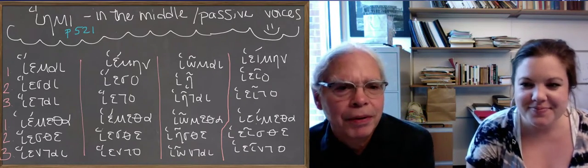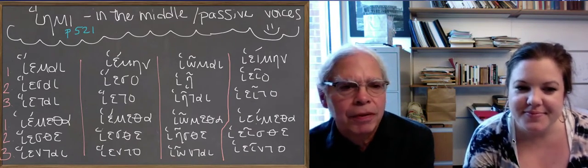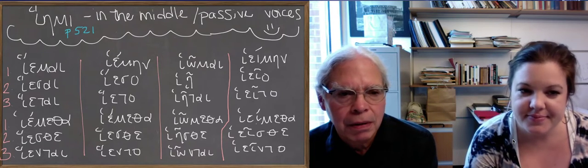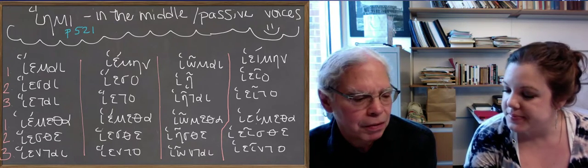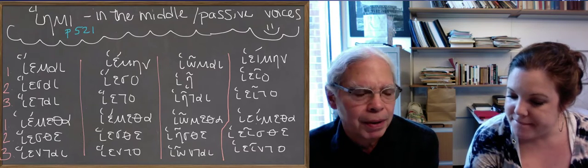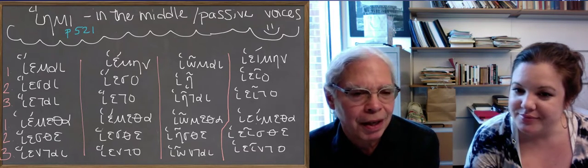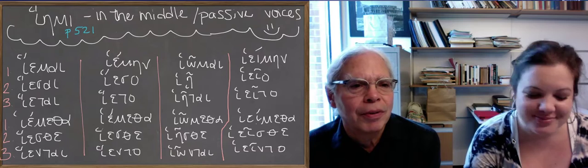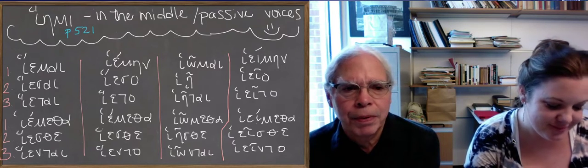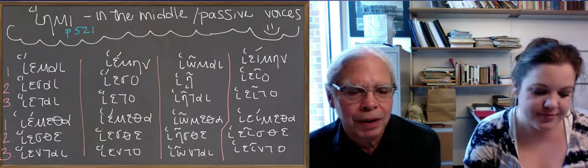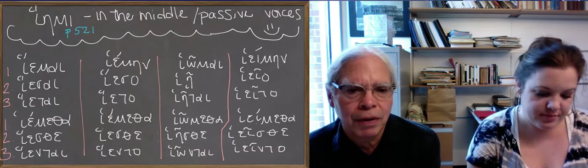Okay, we're going to talk about the middle and the passive of the verb ἵημι in the imperfective aspect system and in the aorist. Apparently we don't learn the perfect of ἵημι, which has perfect forms, but anyway. So let's look at these forms. They're pretty simple, okay? Again, they're all built on the short vowel form of the stem.